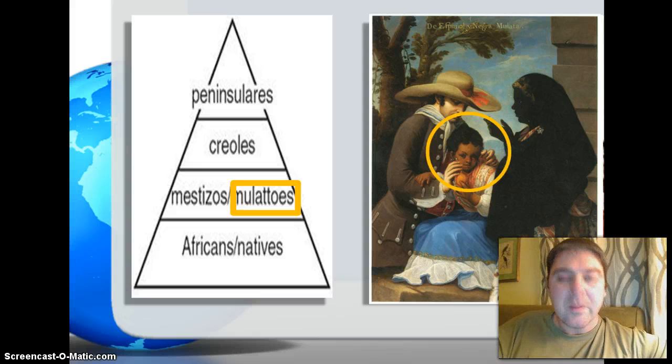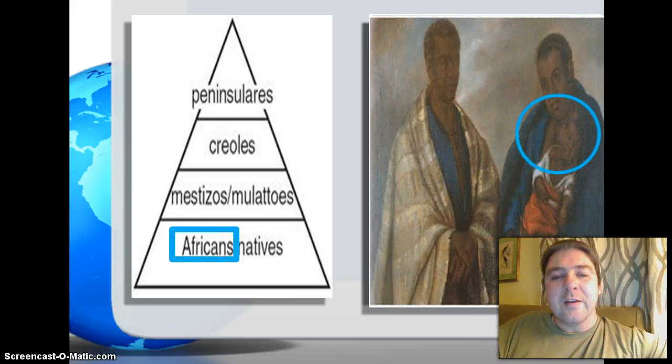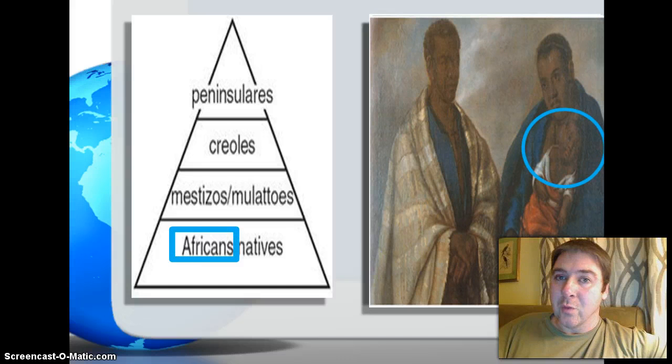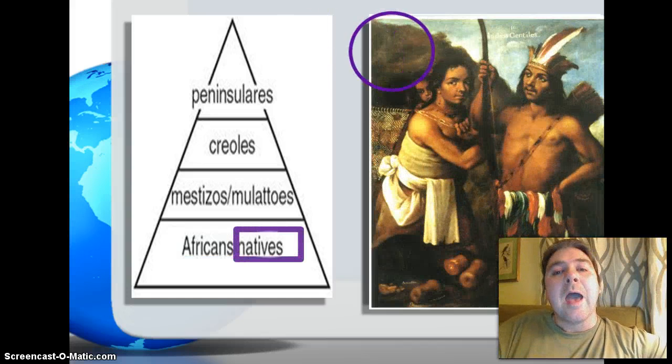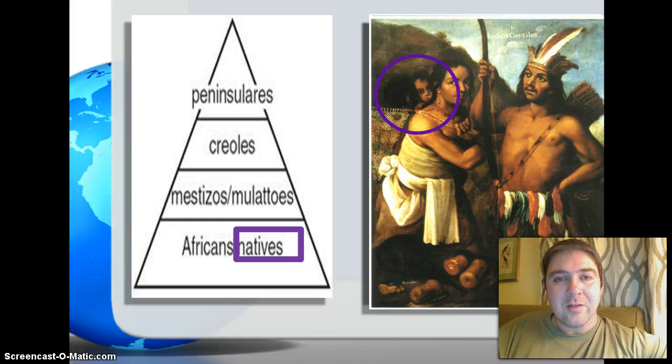And then the groups that didn't have European ancestry and who did most of the work were down at the bottom of this social pyramid. So people of African ancestry and people of Native American ancestry wound up at the bottom of this social system. And those are the characteristics of the colonial system that we need to know and the information we need to know for Standard 7A.